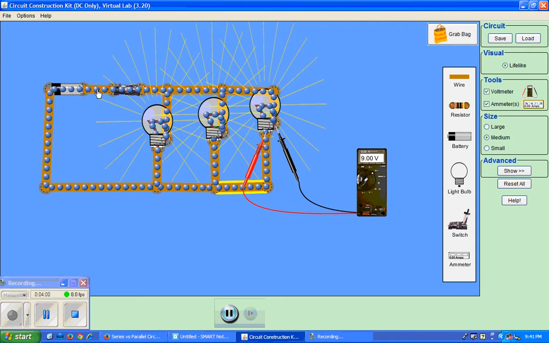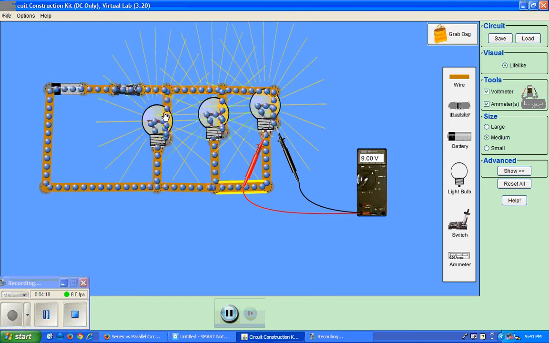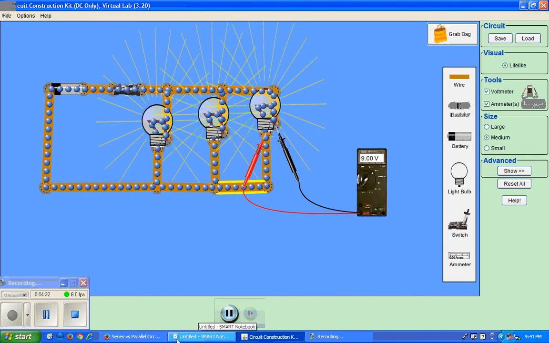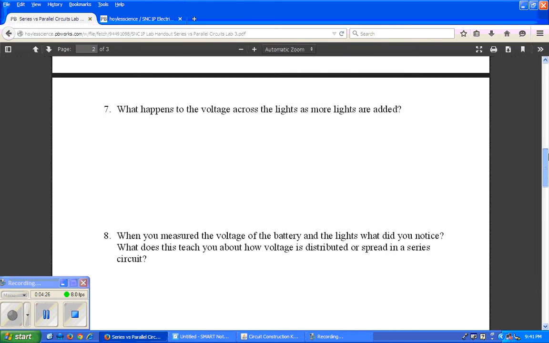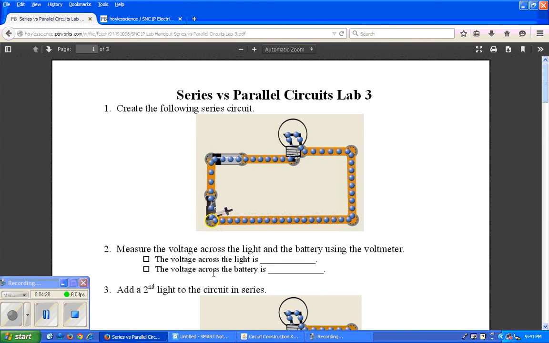Well, what you've got to note is that the voltage coming out of the battery isn't divided between the paths like it is in a series circuit. In fact, the voltage coming out of the battery is the same as the voltage in each of our paths, assuming, of course, that the resistance of our loads and our light bulbs are exactly the same. So we don't divide the voltage up in a parallel circuit like we do in a series circuit. So that's a major difference between series circuits and parallel circuits.